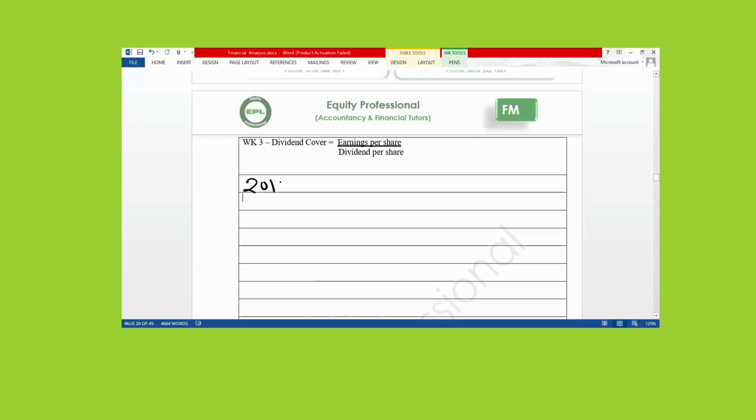2014. Earnings per share 10 kobo. Dividend per share 5 kobo. Our dividend cover is 2 times. Earnings cover dividend 2 times. 2015. Earnings per share 10.7, dividend per share 7 kobo. Please divide. What do you have? 1.5 times.